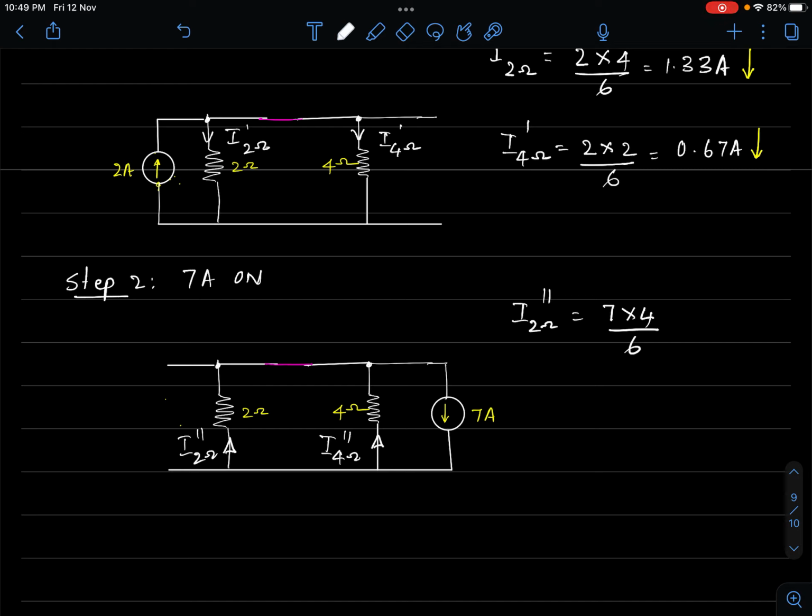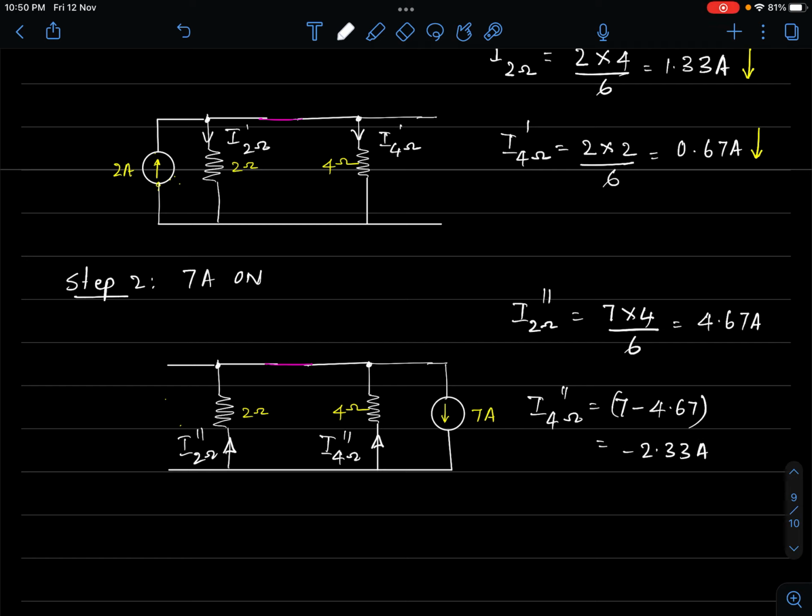Okay, this comes out to be equal to 7 into 4 divided by 6. That will be 4.67 ampere. Alright, so this is one current. The other current, I through 4 ohm, is simply 7 minus 4.67. This way also you can do.